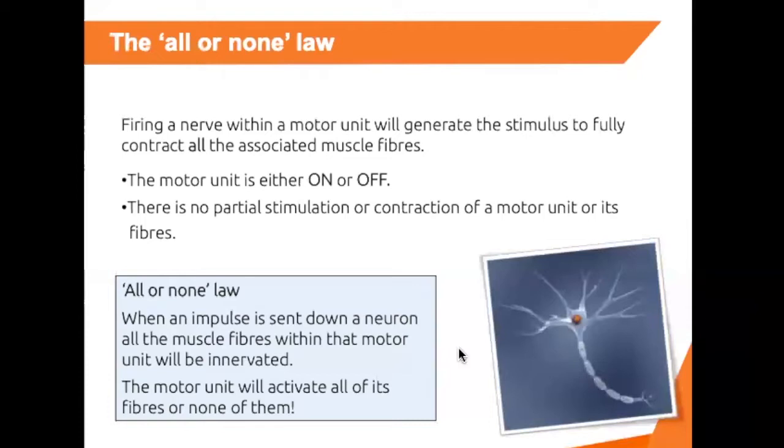So if I want to produce a huge amount of force, I'm going to recruit large motor units and lots of them. If I want to produce a small amount of force, like with fine movement control, like typing or writing, then I'm going to recruit fewer motor units and very, very small ones. And that's basically the all or none law. So when an impulse is sent down a neuron, all the muscle fibers within that motor unit will be innervated. The motor unit will activate all of its fibers or none of them.